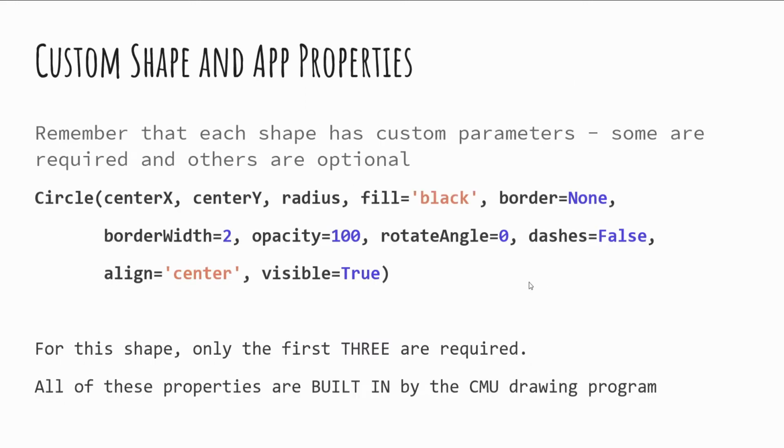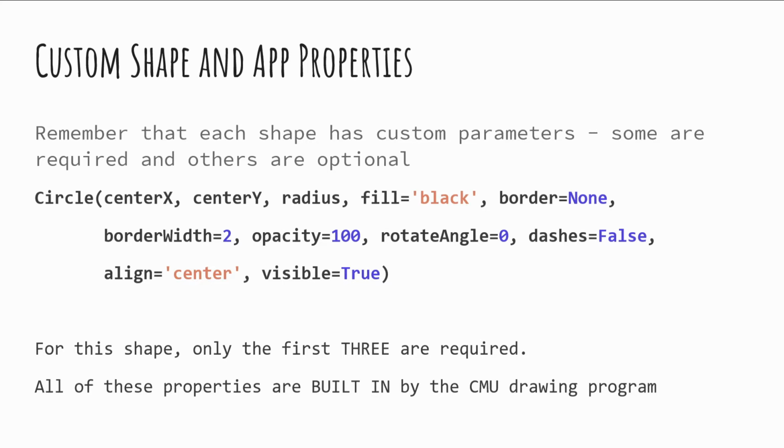what they are. Okay, so let's start off by talking about custom shapes and app properties. If you remember from earlier in the course, there's a lot of information about properties, right? So we have parameters like center X and center Y and radius. If I'm creating a circle, those are required parameters, things that I have to put into the program, right? There are also optional parameters like fill and border and opacity and rotate angle and whether or not the border has dashes and visibility, right? These are all parameters that we're allowed to use, okay?